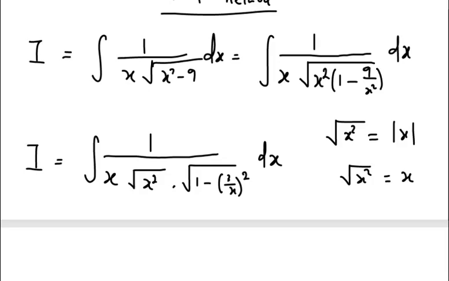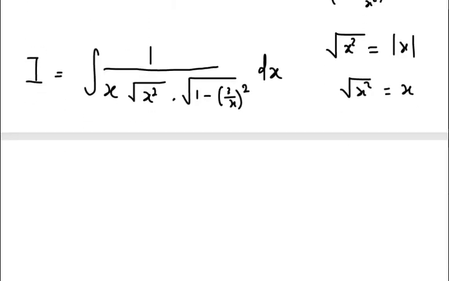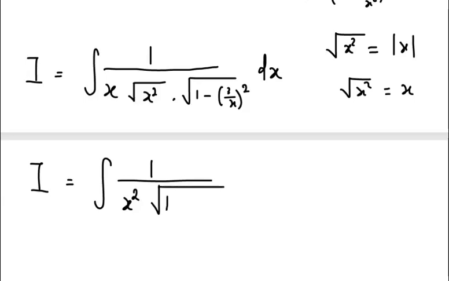Okay? So, assuming that x is greater than or equal to 0, then our integral I is going to be equal to the integral. So, we're going to have 1 all over. So, x times x will give us x squared, right? And here, multiply by the square root of 1 minus, so remember what we have here is 3 over x whole squared. And then we have our dx.